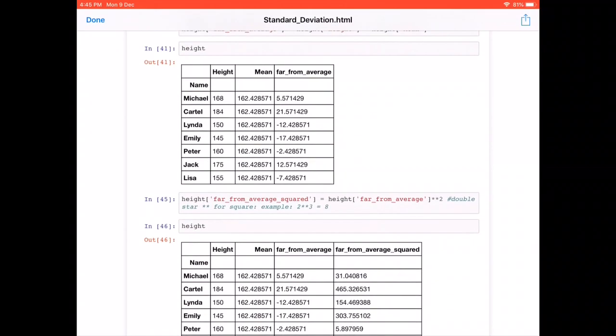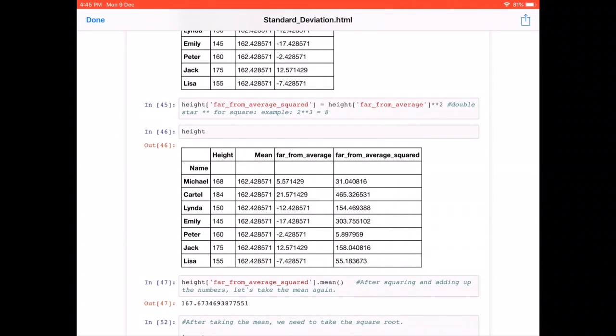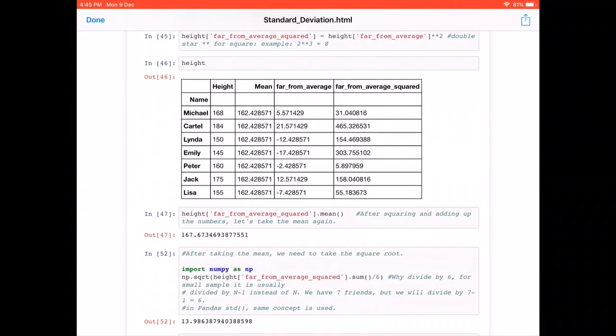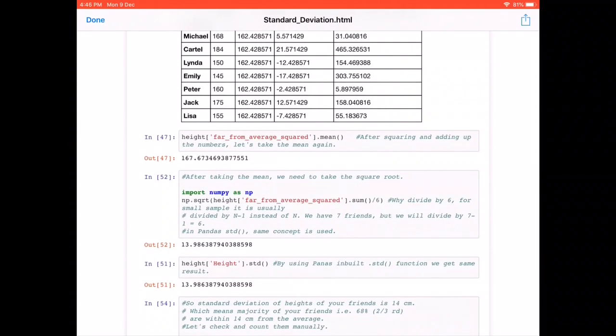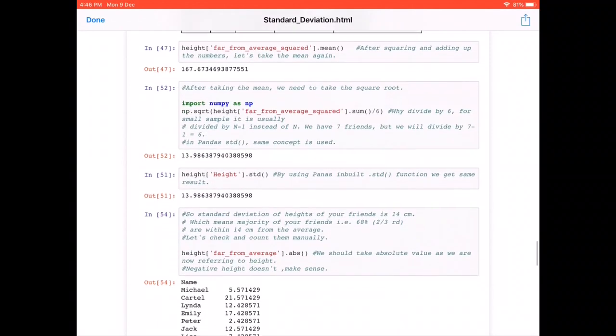Now, as per the formula for the standard deviation, I can also square them. Far from average squared is nothing but 5.57 squared, 21.57 squared, minus 12.4 squared, and so on. I know that I have to take an average because I have to divide by the total number of friends here. So I get a number, 167.67 and so on. Once I have this number, I remember I have to take a square root. And finally, I get 13.986. So if I follow step by step manually, I can get this, and I can instead quickly get it by using the pandas std function. Both give me the same number, around 14 centimeters.